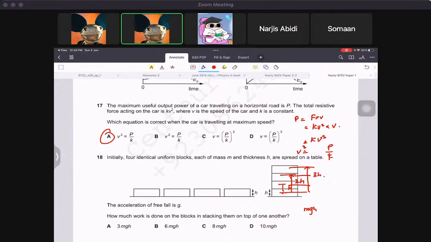There are 3 stacks. h for this, then 2h for the next one, and 3h for this one. So the total height would be h plus 2h plus 3h, which is 6h. So mgh, so mg times 6h will give you 6 mgh. This is a tough question.